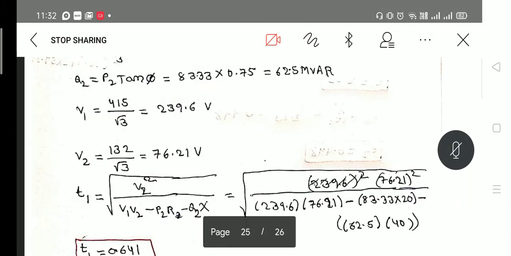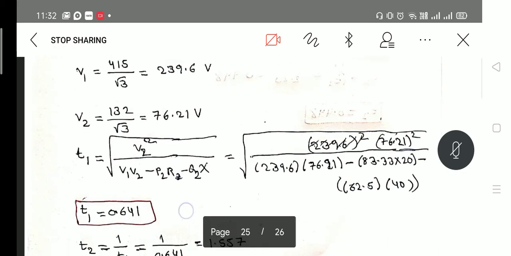T1 is equal to, we know the formula, that is V2 under root of V2 square by V1 V2 minus P2R minus Q2X. We can substitute all the values. We know all the values, so substitute here. Then we will get the T1 value, that is 0.641.